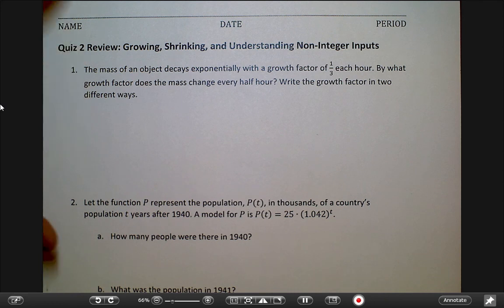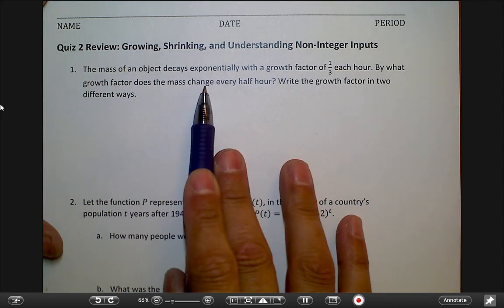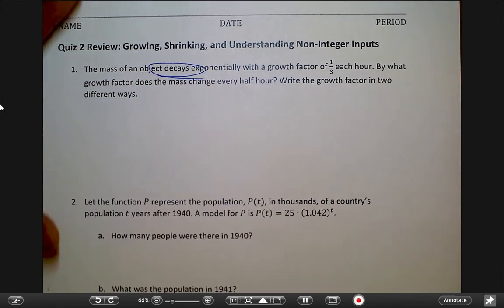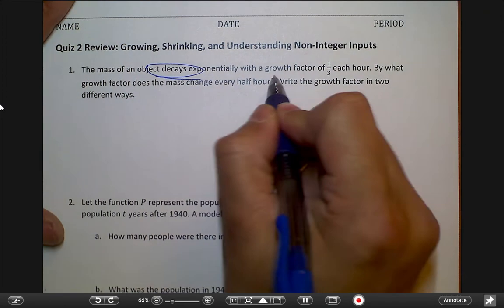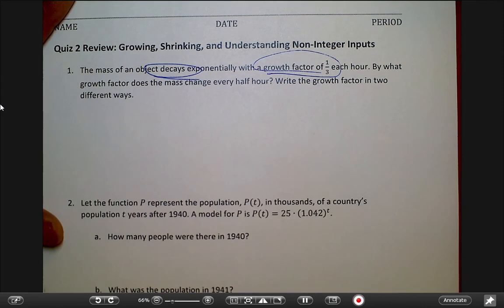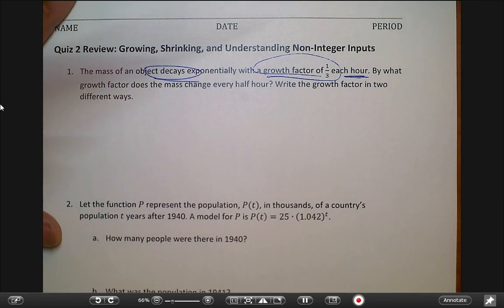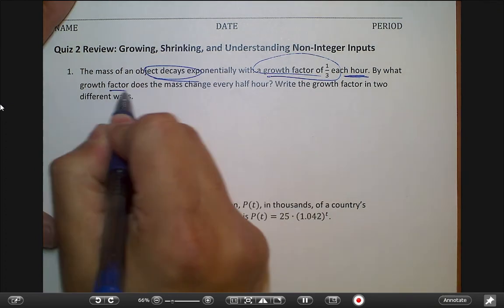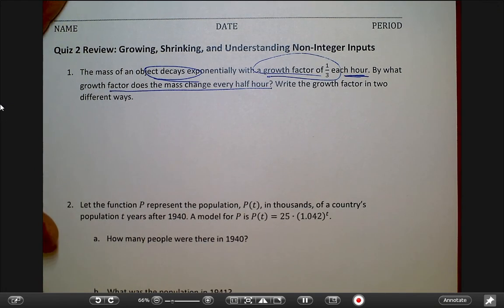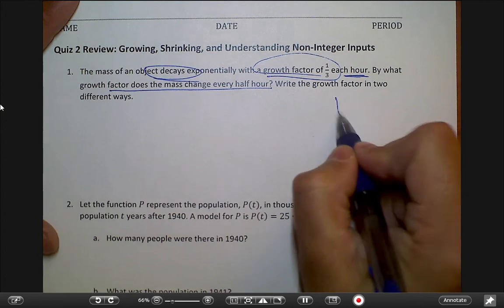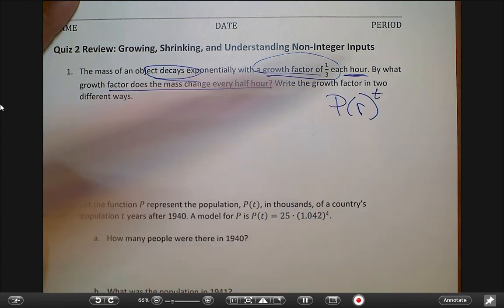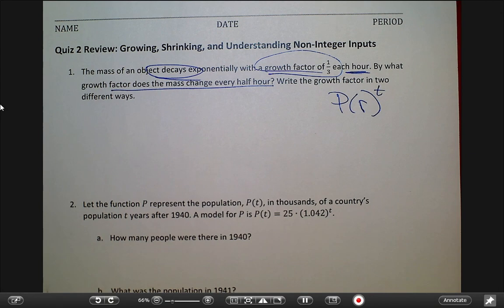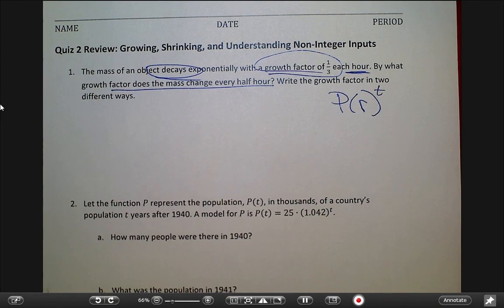Okay. So this right here says the mass of an object decays. So what does decay mean? Decrease. It's going down by a growth factor of 1/3 each. There you go. By what growth factor does the mass change every half hour? Okay, so first, it's the P, R, and T. But when I'm looking for the factor, I'm just looking for the R. So in this case, my R starts off as 1/3.